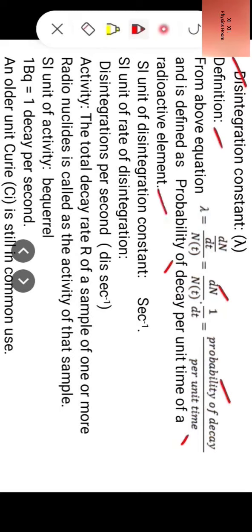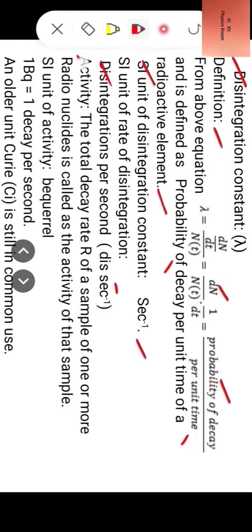Now, SI unit of disintegration constant is per second. SI unit of rate of disintegration is disintegration per second, disintegrations per second, DIS SEC minus 1.